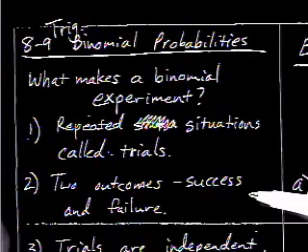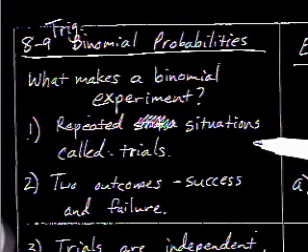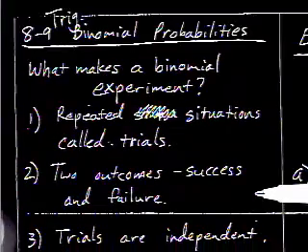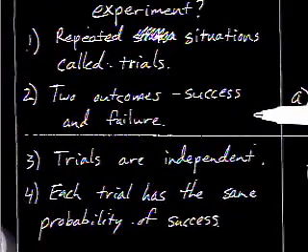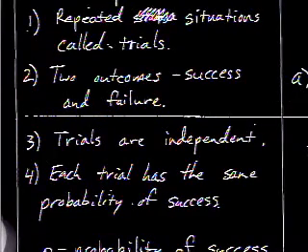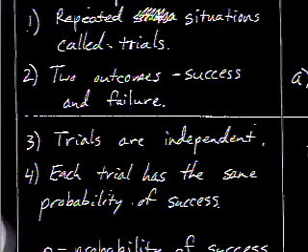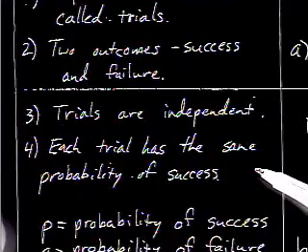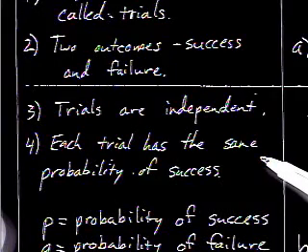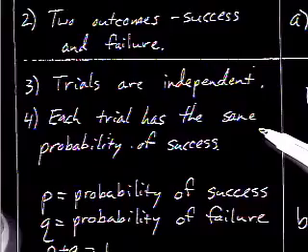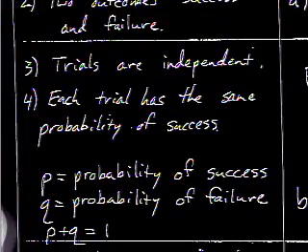So a binomial experiment requires that you have what we call repeated situations or trials. Obviously, as I've said before, there are only two outcomes, success and failure. The trials are independent of each other, meaning one trial does not affect another. And each trial has the same probability of success. We use the letter lowercase p to represent the probability of success, and lowercase q to represent the probability of failure, and obviously p plus q has to equal 1 or 100%.